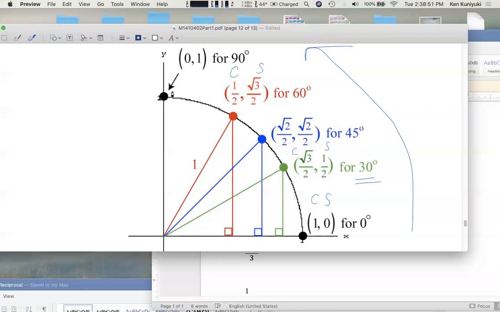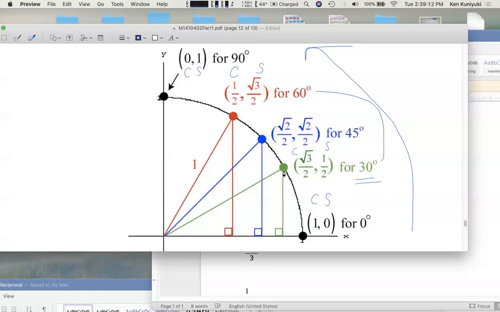Over at 90 degrees, 0 comma 1, the cosine is 0, the sine is 1. All right, cosine comma sine, x comma y. Cosine gives us x, sine gives us y. 30 degrees versus 60 degrees.